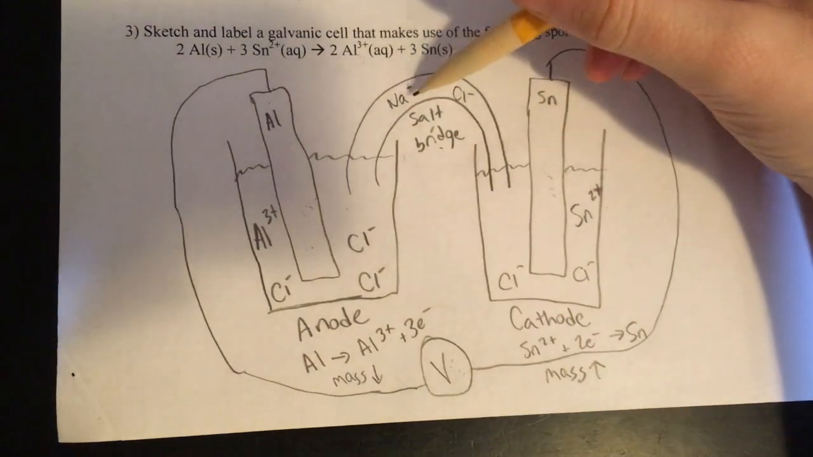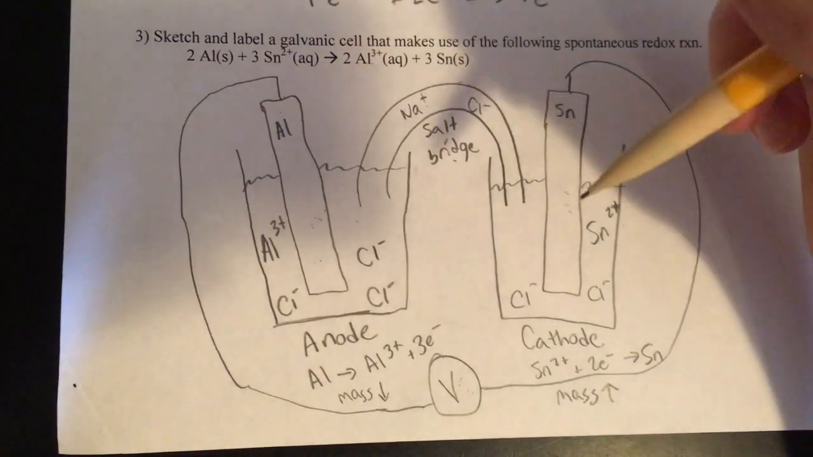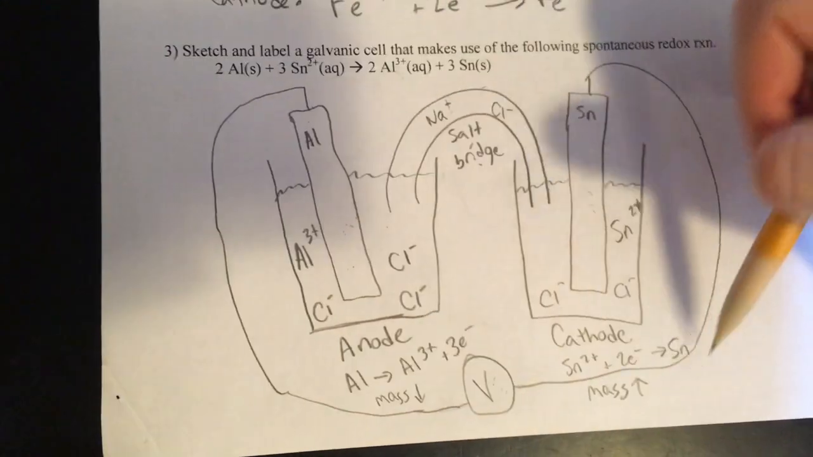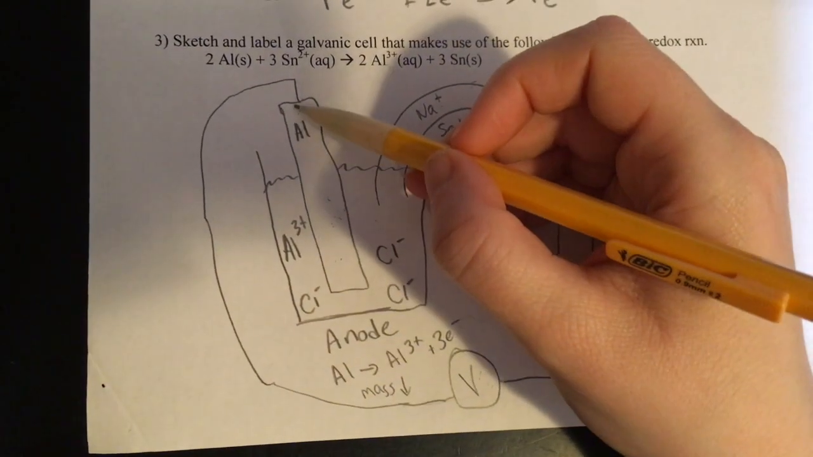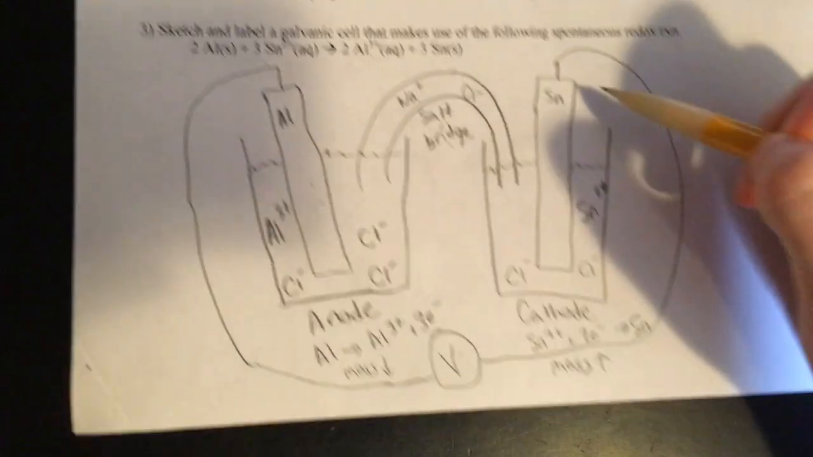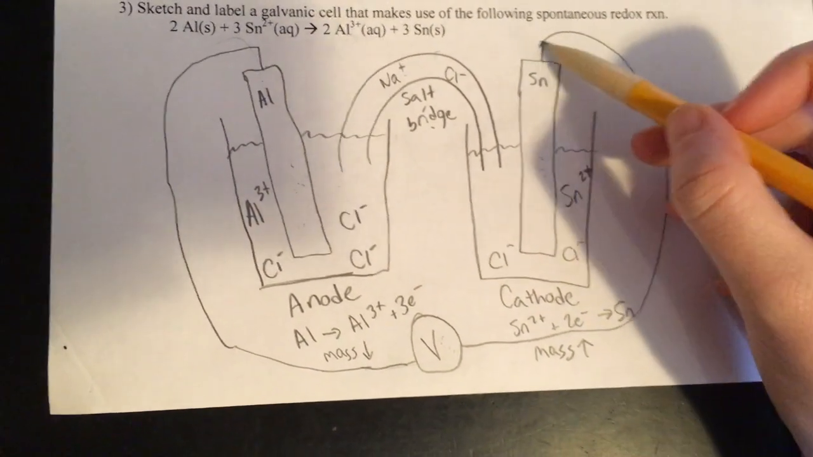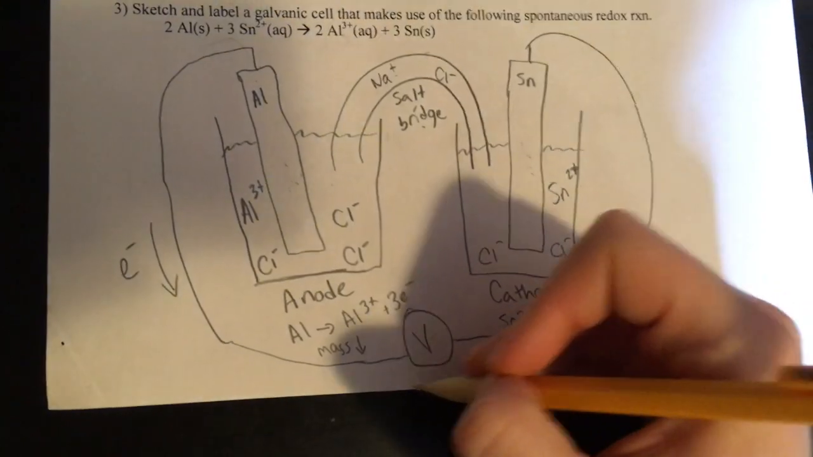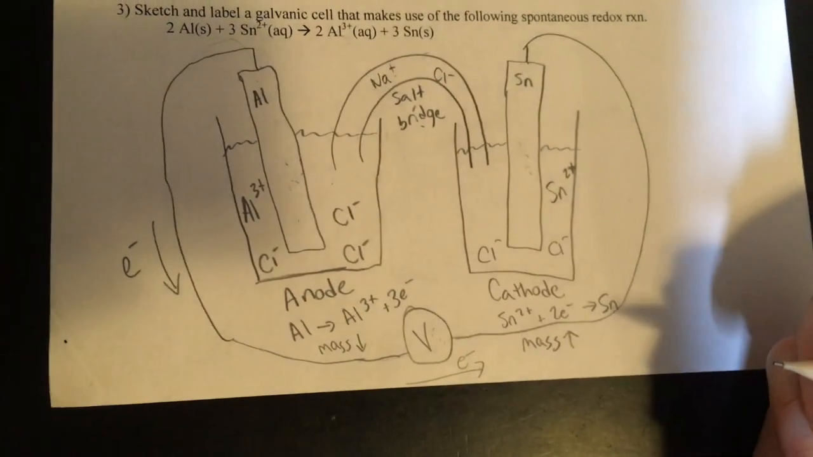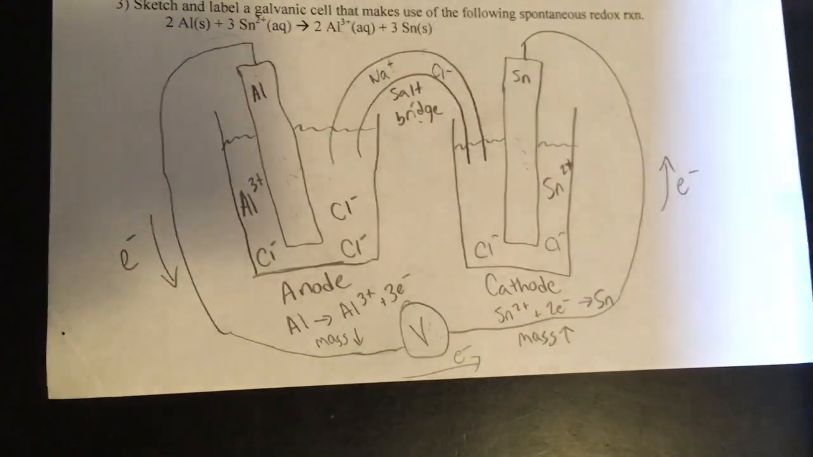And then let's also label what's happening with the ions here. Oh, and the electron flow as well. So we should label the direction of electron flow in this wire. The aluminum is losing electrons. The electrons are going to leave the aluminum, and then the tin is gaining electrons. So the electrons are going to flow from the outside circuit into the tin. So the way I've drawn this, they're flowing left to right in this circuit.